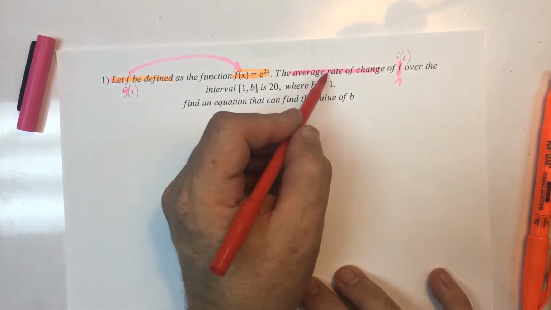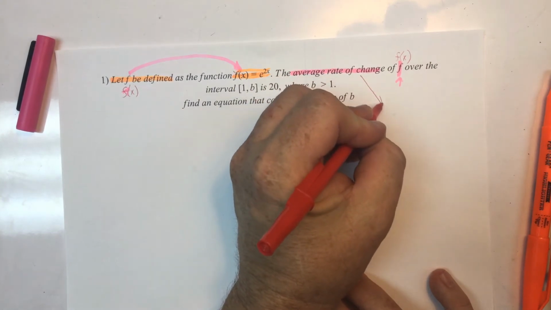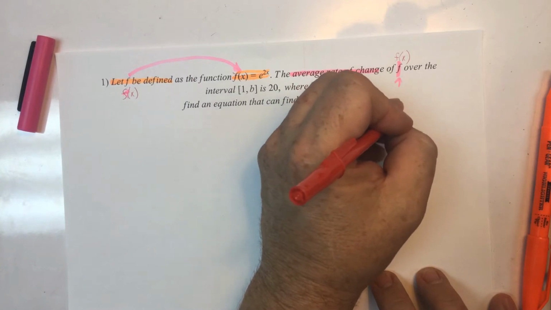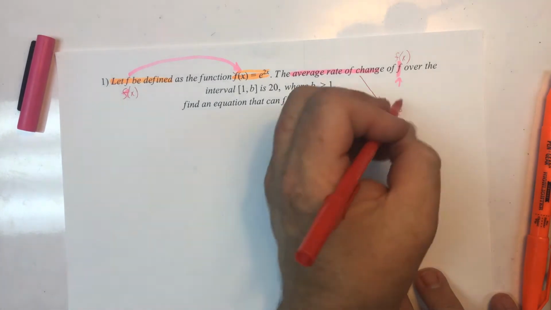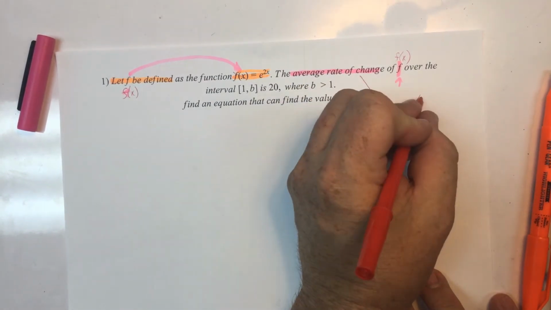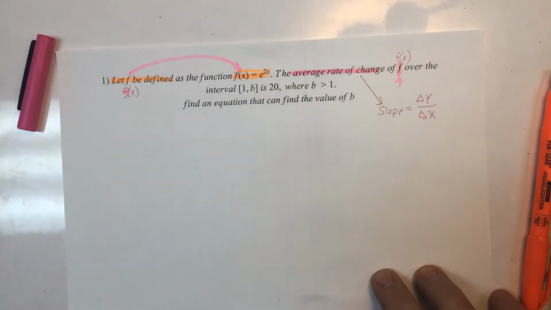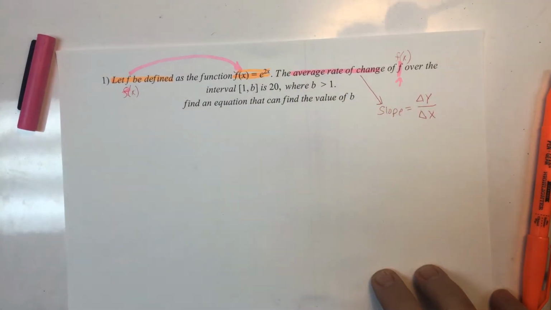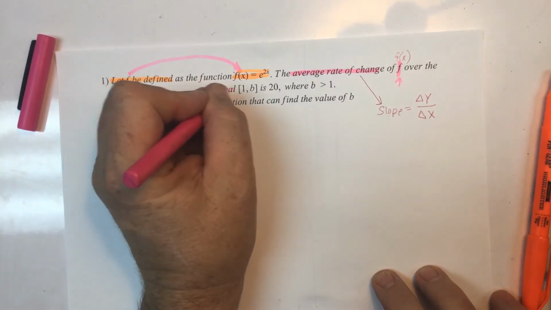So now we're talking about the average rate of change. So the average rate of change is the same thing as the slope. So once we're dealing with that, we can go, okay, well, if it's slope, then I know I'm possibly dealing with a change in y over a change in x, okay? So as you read this, start making mental notes. So now it tells me it's over an interval. The key word is interval.